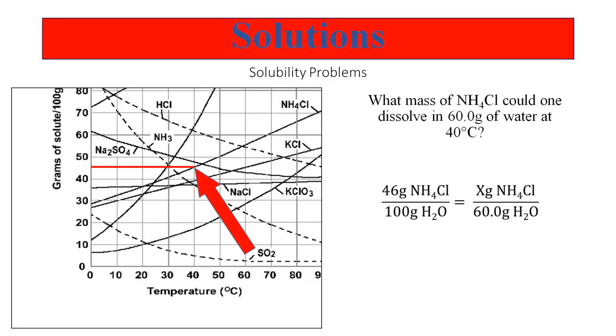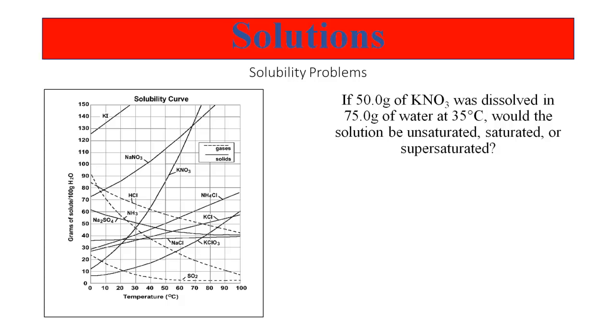So what I do is I set up an equation. I can get 46 grams of ammonium chloride into 100 grams of water, and I set up a proportion where we want to see how many grams of ammonium chloride we can get into 60 grams of water. When I cross multiply and divide here, I get 27.6 grams of ammonium chloride can be dissolved into 60 grams of water.